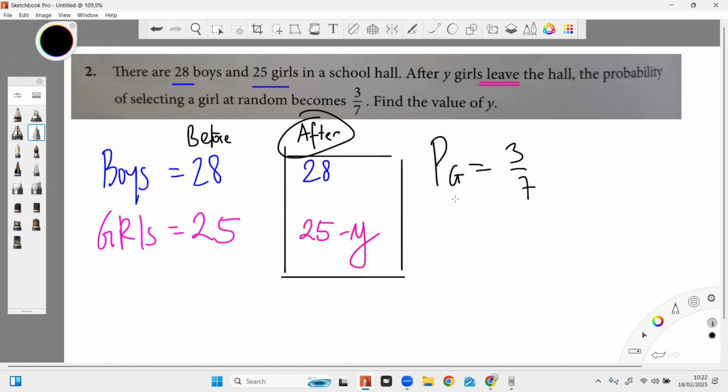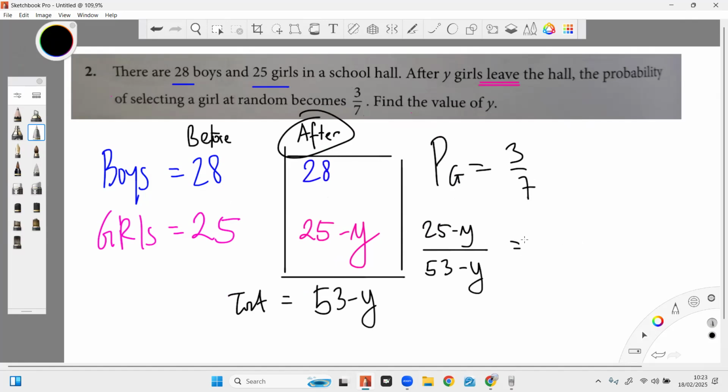What is the probability of girl then? 25 minus Y over 28 plus 25 minus Y. The total is added up. 28 plus 25 is 53 minus Y. Make sense for you?